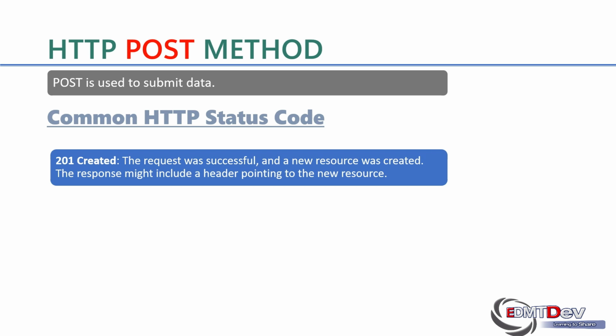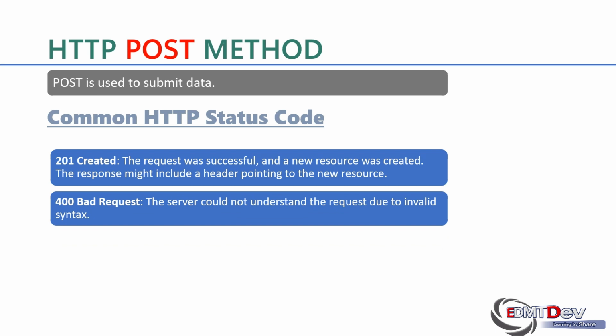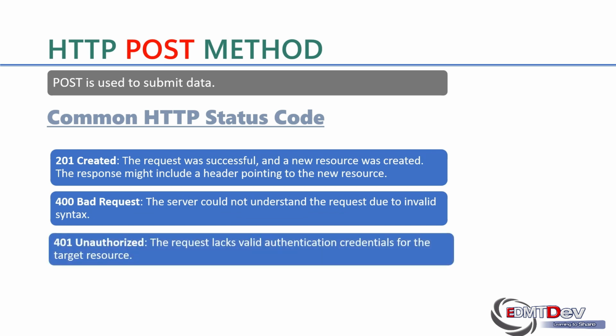Some common HTTP status codes used with POST requests, to return the result status to the client. All HTTP 4XX codes mean errors from the client side, where the request is made.